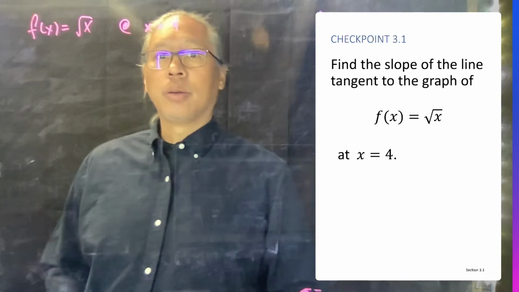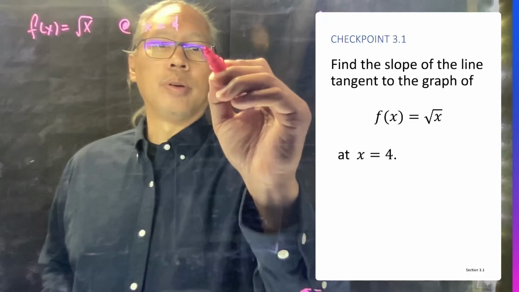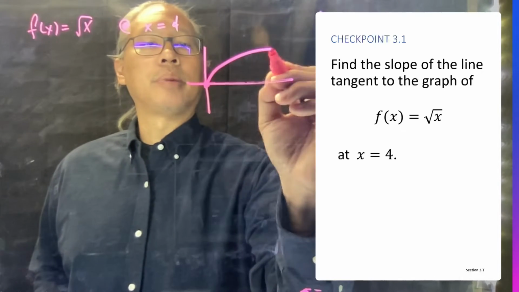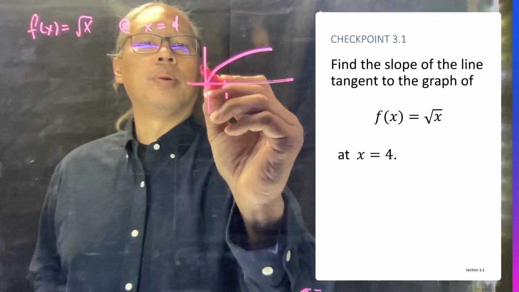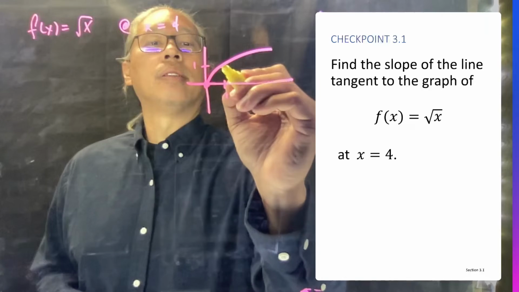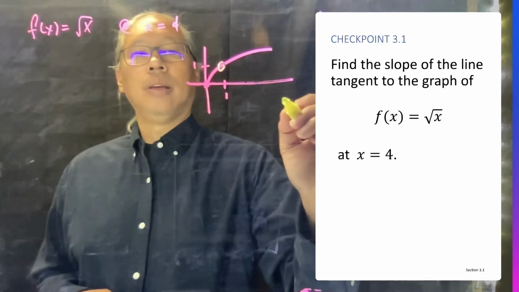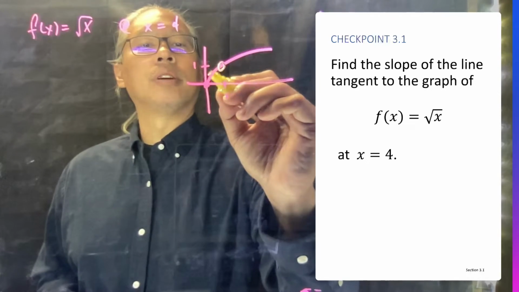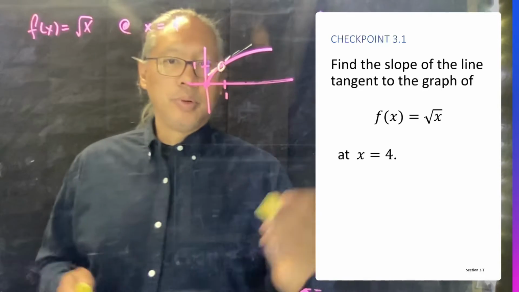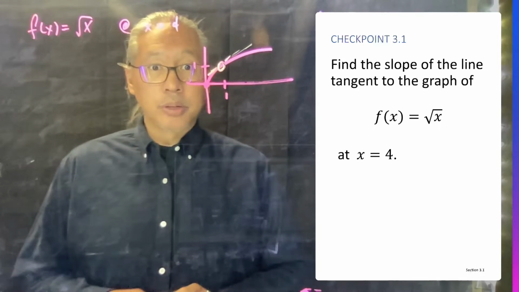And just to give a quick sketch of this, we're looking at the square root graph. And that looks something like that. At 1, we have this point, and we're looking for the slope of this tangent line. So we know that it's positive. We should be expecting that.